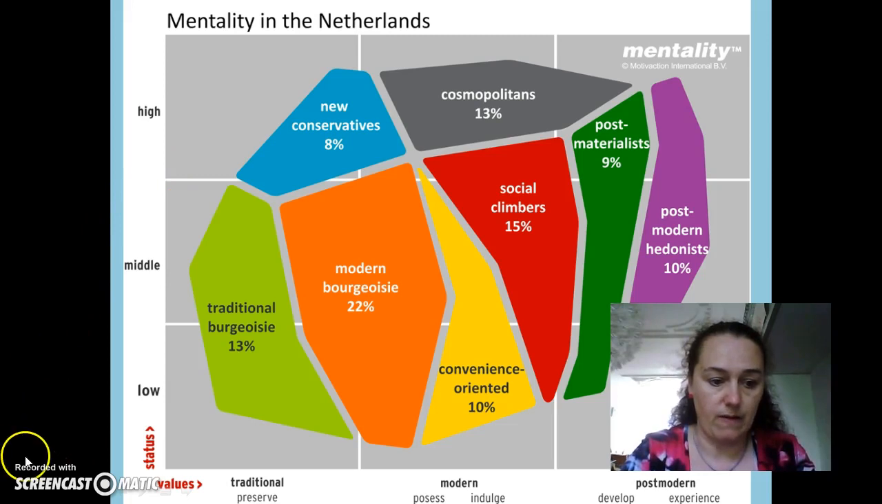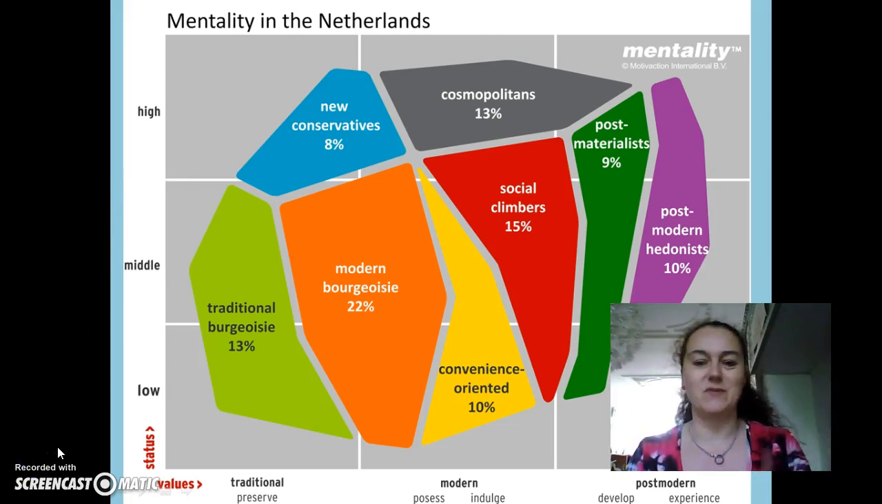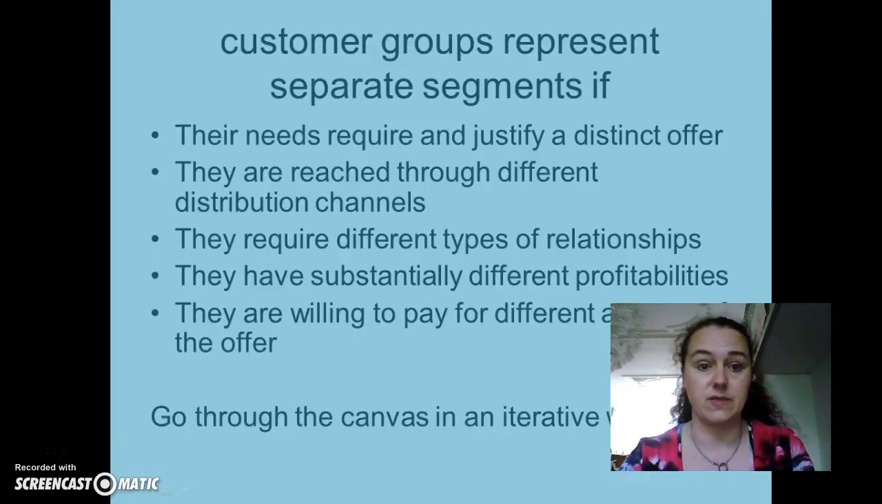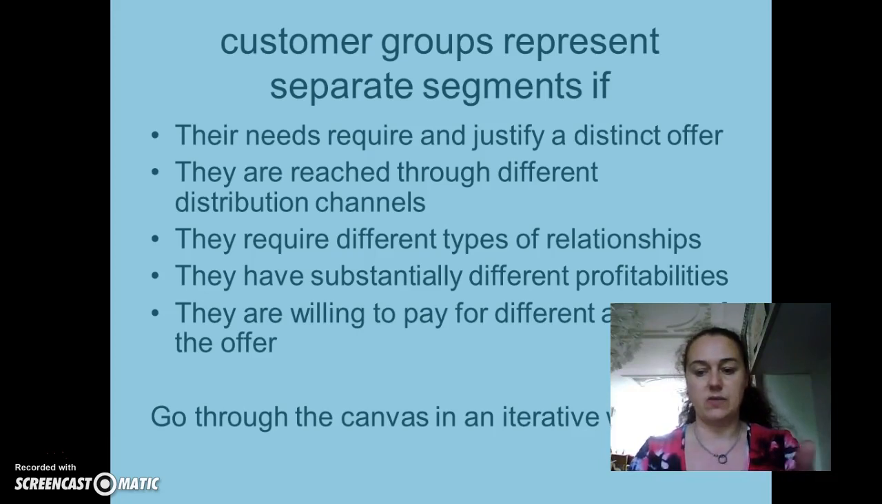Sorry for the interruption. I'm back. So this model is often used by, for example, newspapers or political parties to look at the different mentality of market segments again. So one of the difficult things can be to say, okay, are we talking about one segment or multiple segments here?